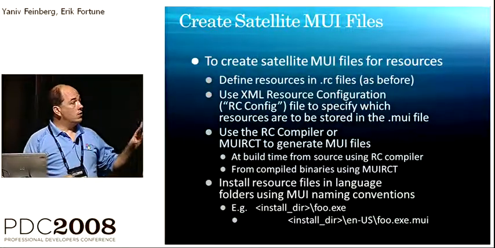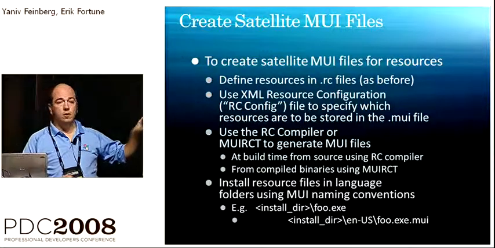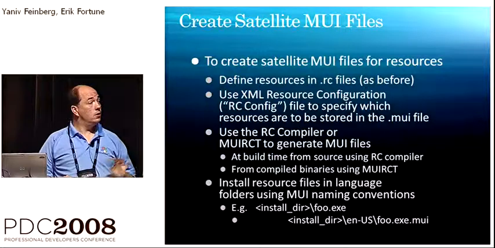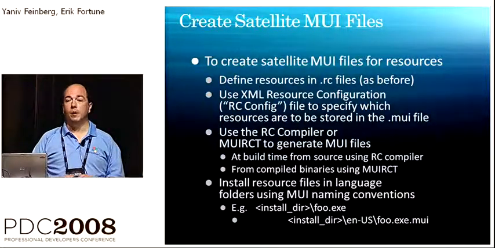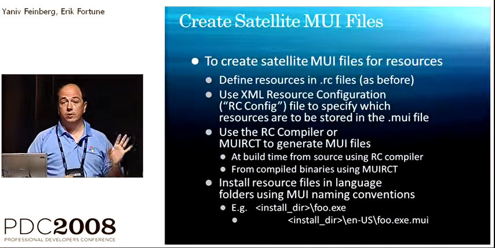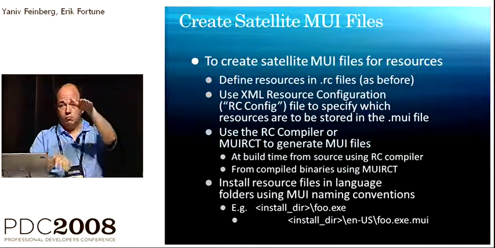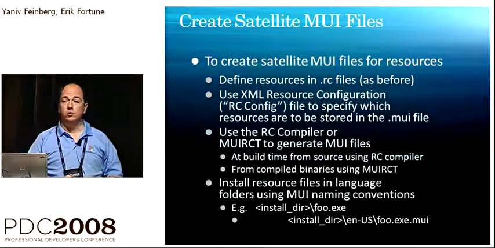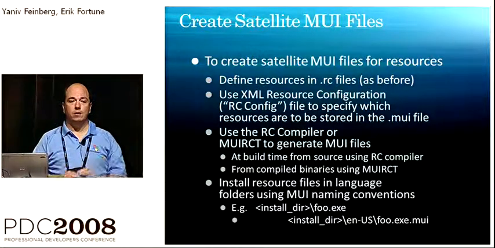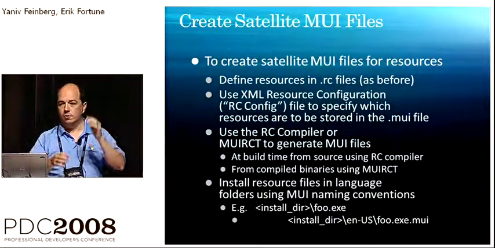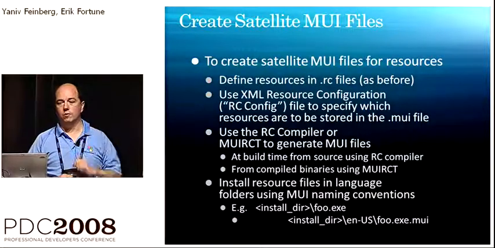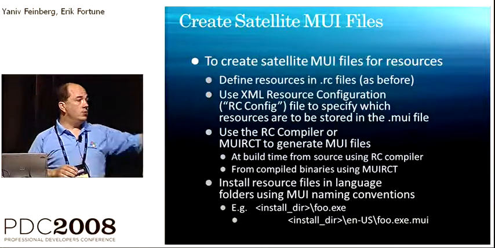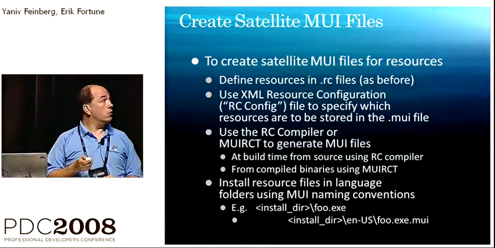There are essentially two tools that you can use that consume this RC config and that will split resources. One is you can use RC, our old friend rc.exe, the resource compiler, which has been extended to read these config files and produce two output resource blobs instead of one. Or you can use a tool called MUIRCT, which will essentially edit an existing binary and produce two files. We'll take out the resources that should be localized and create a new MUI file. And then you need to make sure those get installed where the resource loader expects to find them.